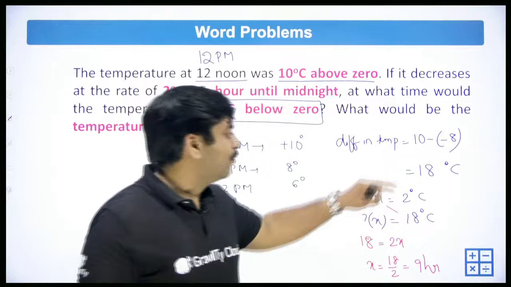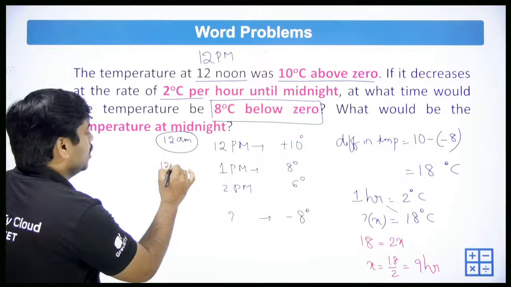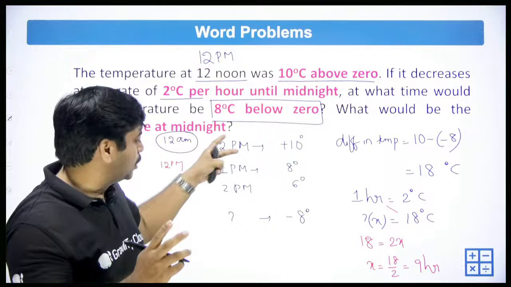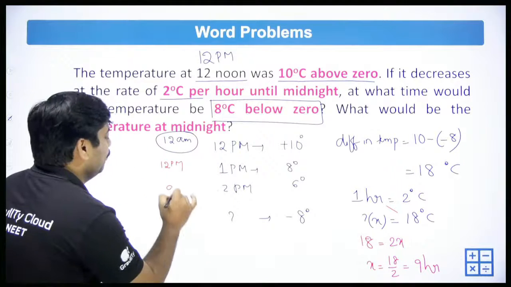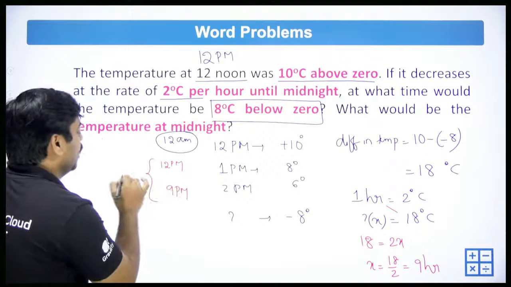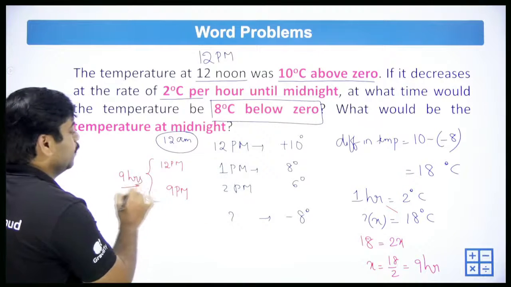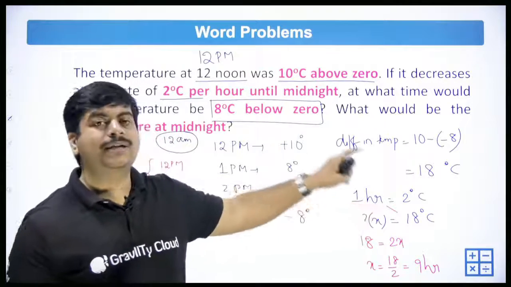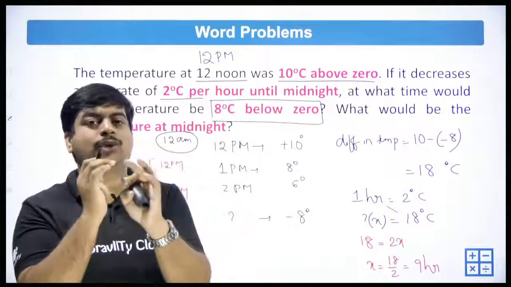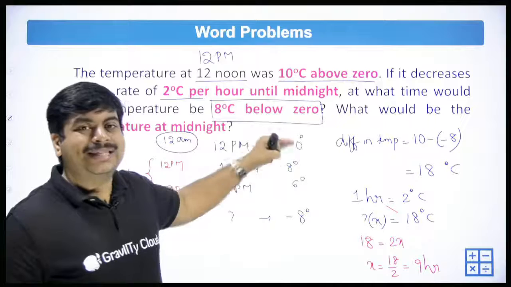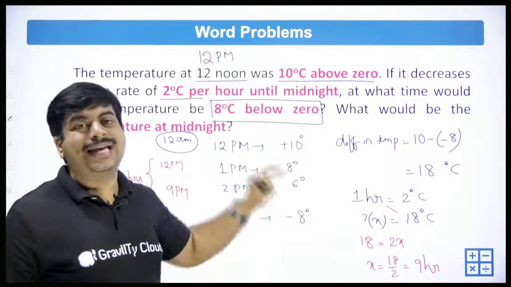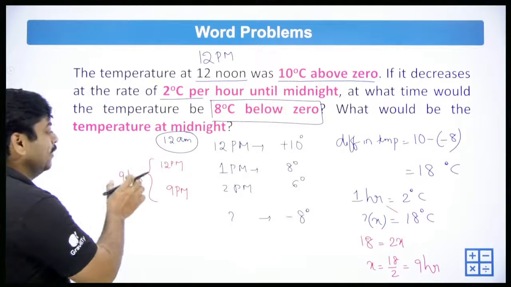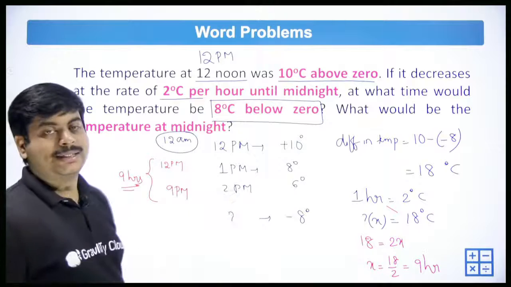So from 12 p.m., if you go for 9 hours, where do you stand? From 12 p.m. to 1 p.m., 1 hour. To 2 p.m., 2 hours. To 3 p.m., 3 hours. That way, to 9 p.m., this is a total of 9 hours. In those 9 hours, it will decrease by 18 degrees in total. But the initial point is plus 10, so it will reach a final value of minus 8 degrees. So at 9 p.m., the temperature will be minus 8.